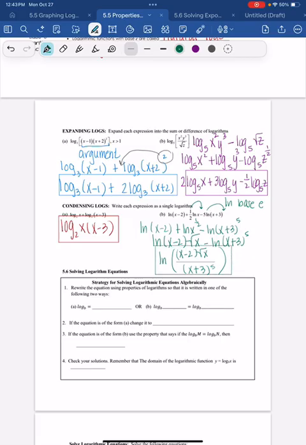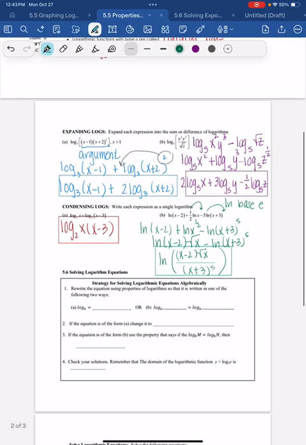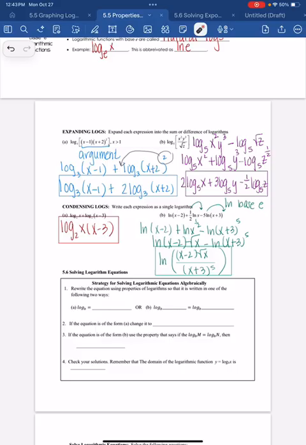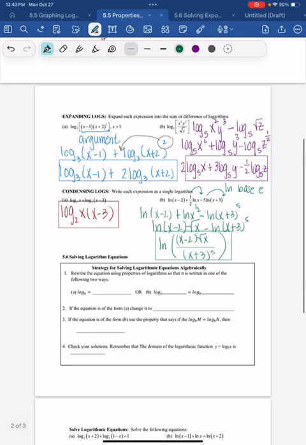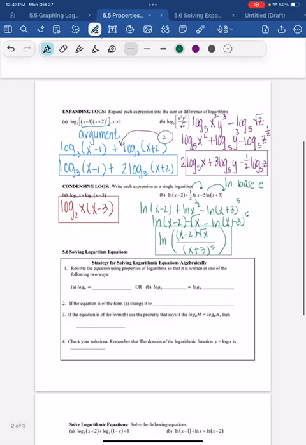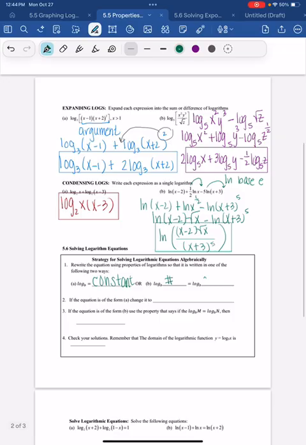Okay. All right, so we're going to solve log equations algebraically. The strategy. So I'm going to give it all to you here in a summation. So rewrite the equation using properties of log so that it is written one of the following ways. You want it to have the log base b is equal to a constant. Constant is just a number. Or the log base b of some number is equal to the log base b of another number.